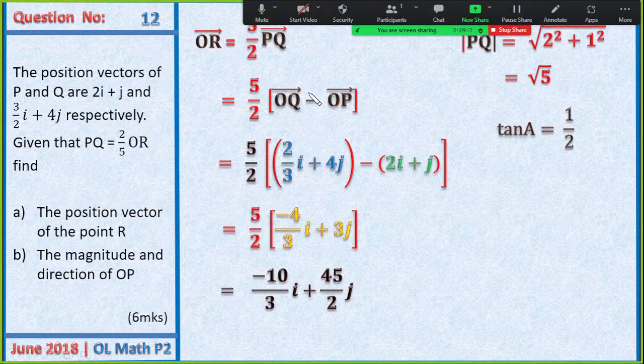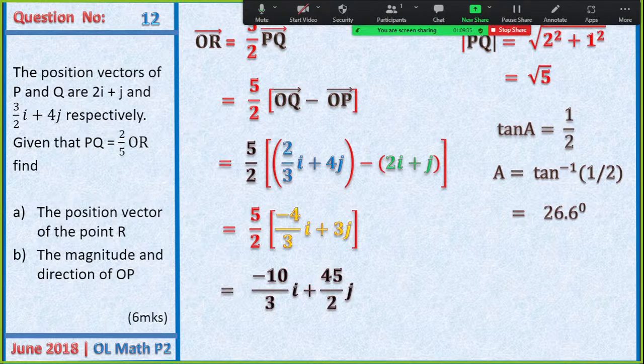The magnitude of OP, okay, they said OP rather. OP is this 2i plus j, so the magnitude is that, and the tan A should be equal to the y component over the x component. So A will be equal to tan inverse of a half, that is 26.6 degrees.